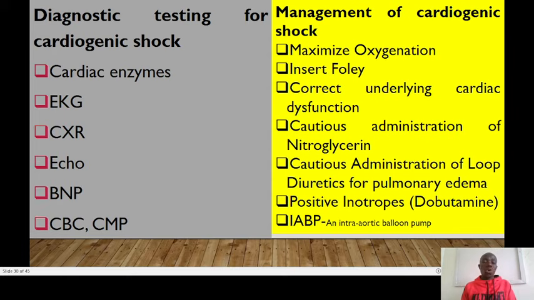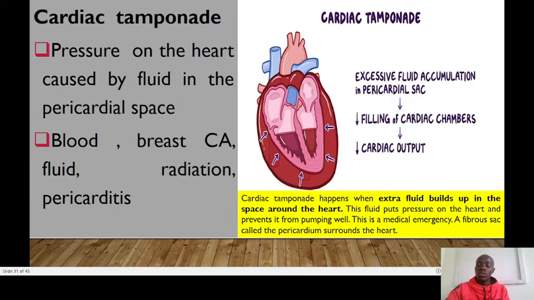You have to maximize oxygenation, insert a catheter just to measure the urine output, and then correct underlying cardiac dysfunction. There should be cautious administration of nitrates and administration of loop diuretics. Remember, you can go even for positive inotropes like the beta-1 agonists, yeah, dobutamine. Okay. Then lastly, you have an intra-aortic balloon pump, the one that is used at least to control the bleeding.